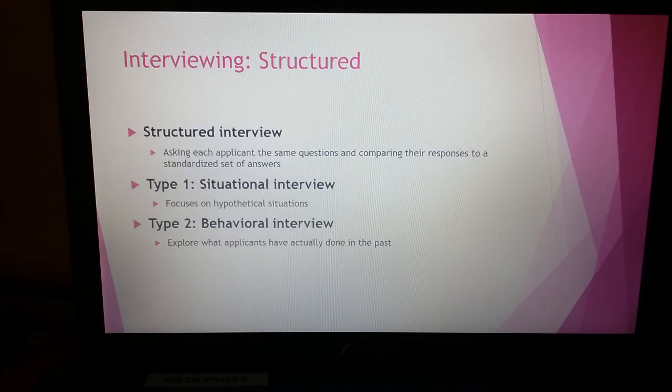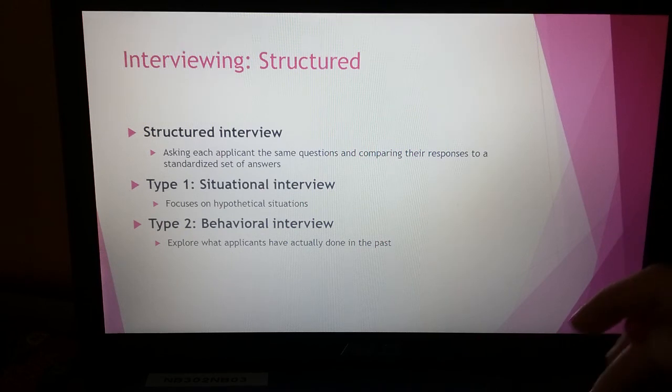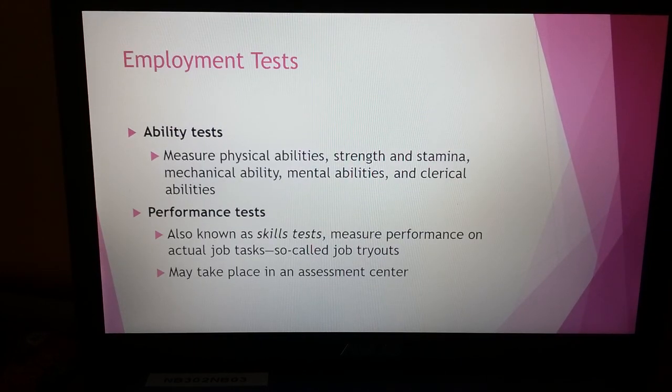Okay, structured interviewing. So asking people specific questions. You might give them situations. You might ask them behavioral questions, how they've responded to things in the past and that kind of thing. Okay, so what are some employment tests?